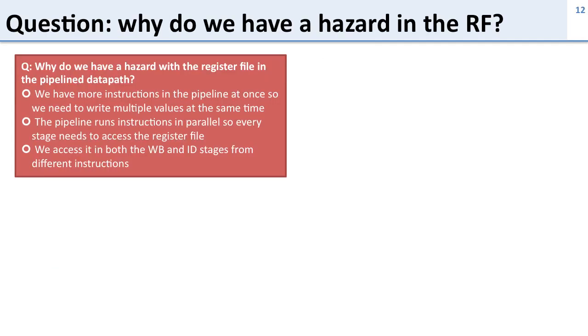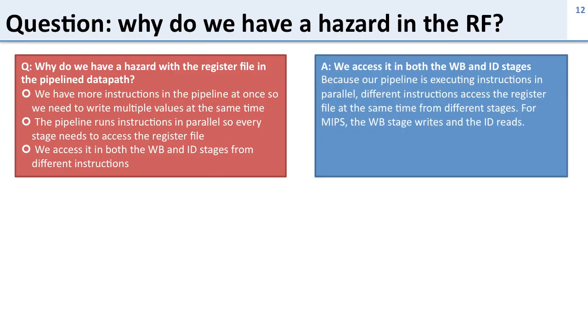So question, why do we have this hazard in the register file? What is it that's causing this hazard with the register file and the pipeline data path? Well, the reason we have this is because we're accessing the register file in both the write-back and the instruction decode stages. Our pipeline is executing instructions in parallel, so different instructions need to access the register file at the same time from different stages. And as we saw in MIPS, this is the write-back stage and the instruction decode stage that write and read from the register file.